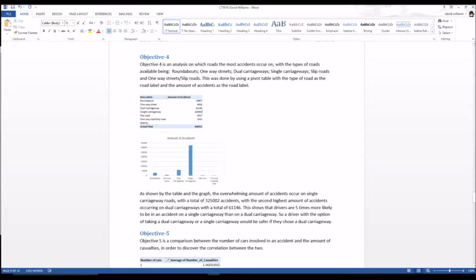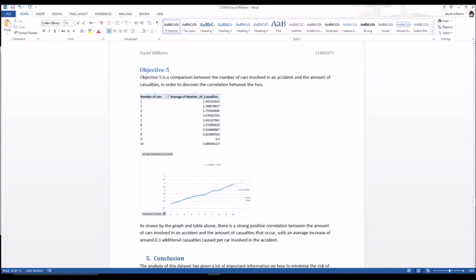And objective number 5 was a comparison between the number of cars involved in an accident and the amount of casualties. This was done by putting the number of cars and the average number of casualties into a pivot table, then putting it into a line graph which displayed a strong positive correlation between the amount of cars in an accident and the amount of casualties that occur. And it shows a correlation of about 0.3 additional casualties caused by each car involved in the accident. So the more cars involved, the more likely there are to be more casualties.